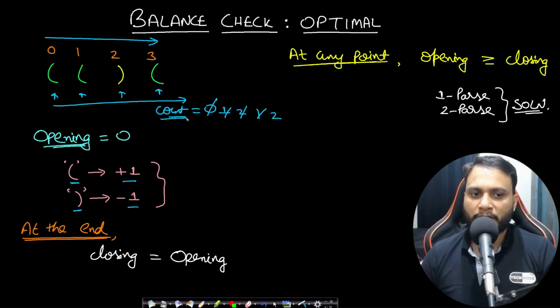By the end, your count value must be 0, but in this case the count value is 2, saying that there are 2 more opening brackets than closing brackets, okay? So this is how you check for an excess of opening brackets.